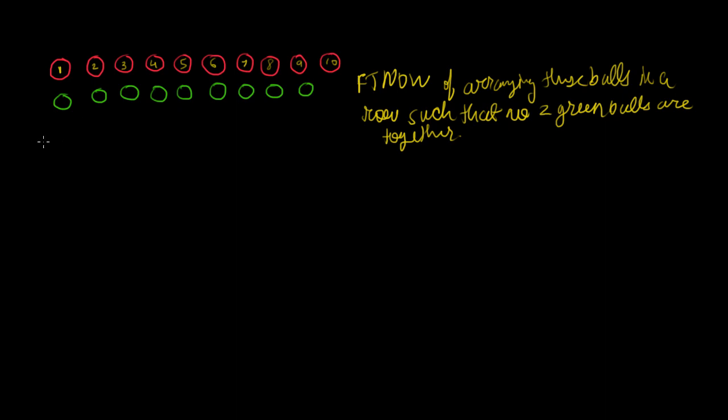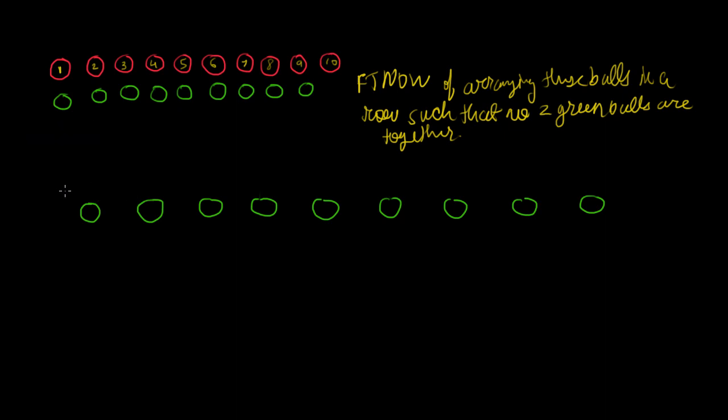The first thing I'm going to do is just place these green balls somewhere in space. I'll just place them 1, 2, 3, 4, 5, 6, 7, 8, 9, and in how many ways can I do that? There's only one, right? Because all these are identical, right?